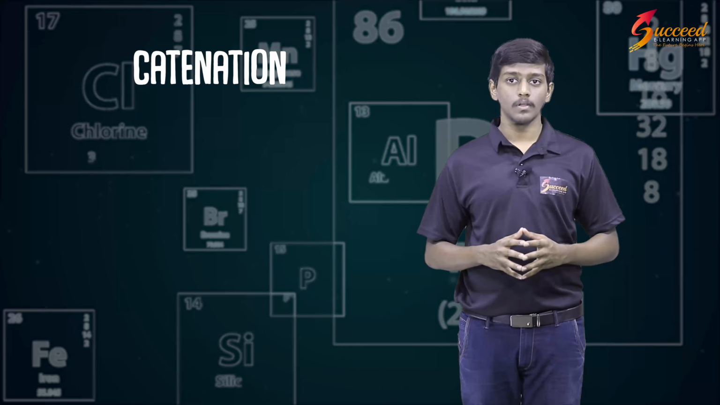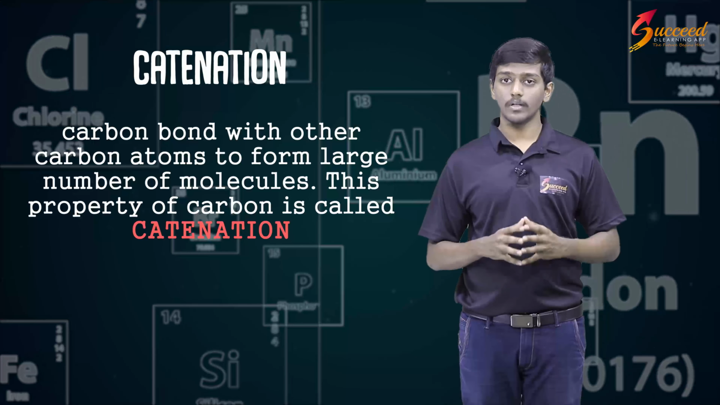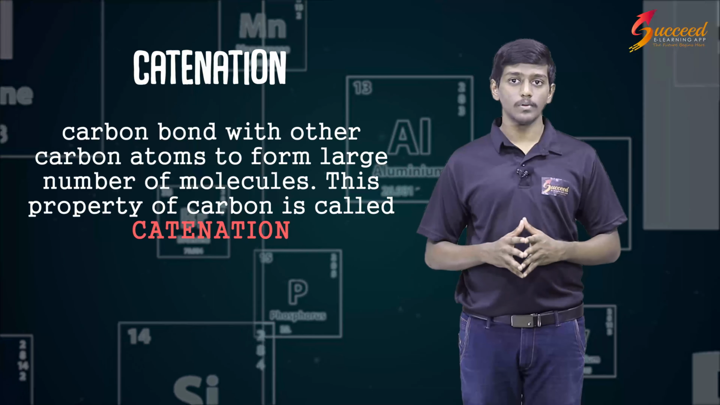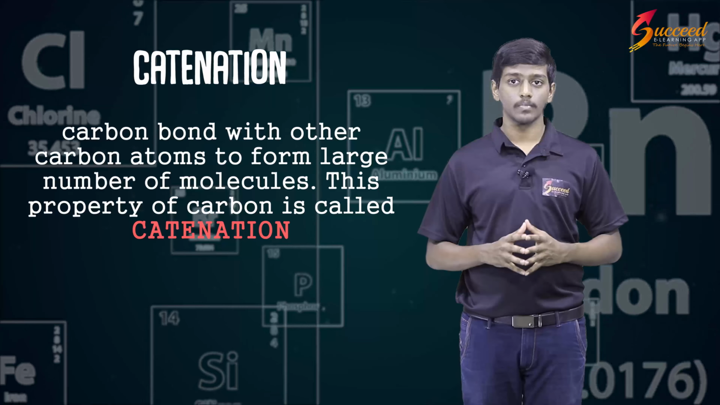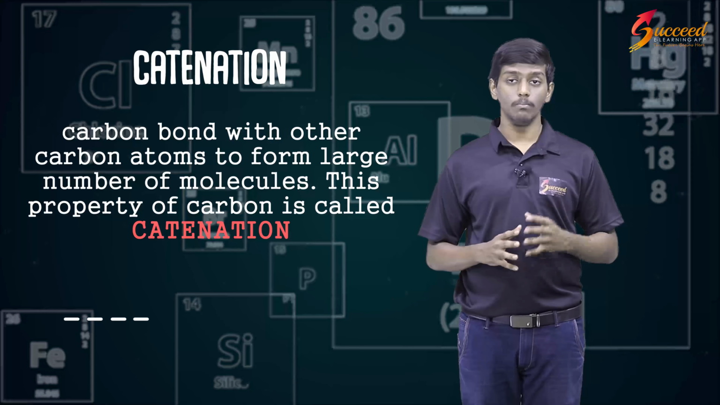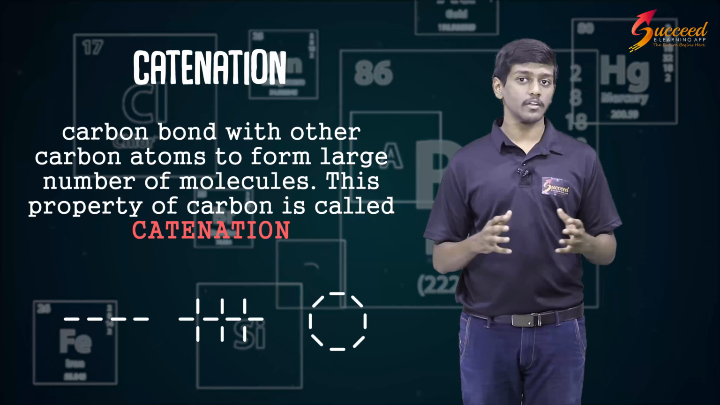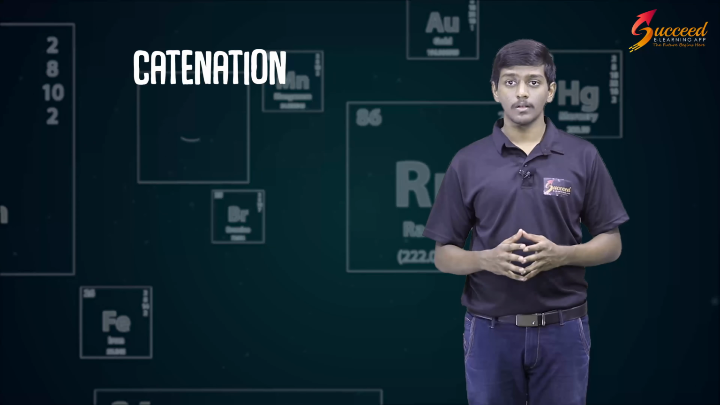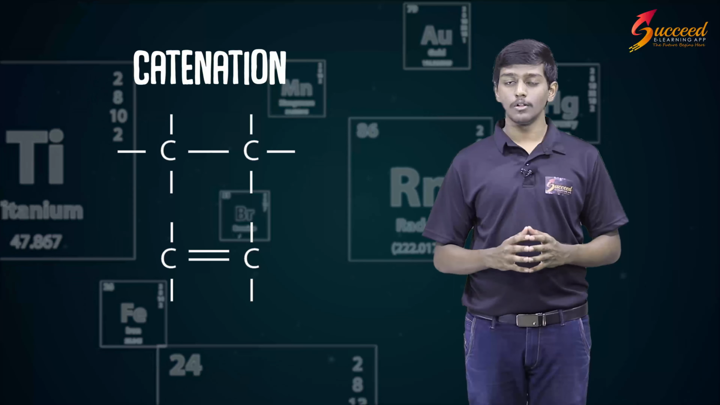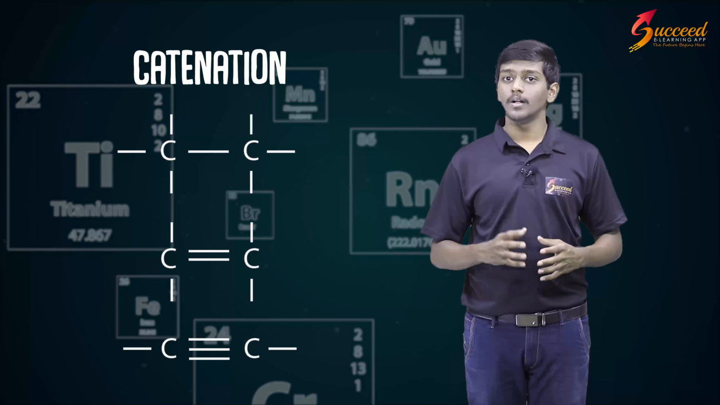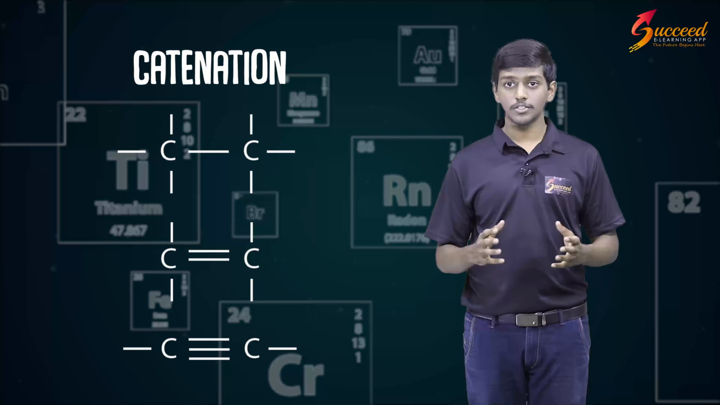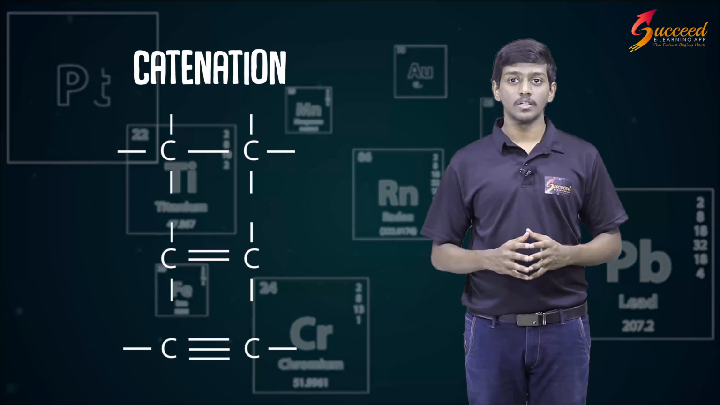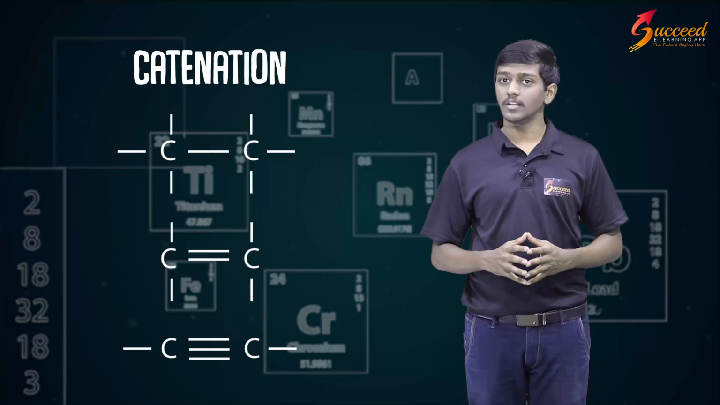Catenation. Carbon bonds with other carbon atoms to form large number of molecules. This property of carbon is called catenation. It may be in straight line, branched or even arranged in rings. In catenation, the carbon atoms can be linked by a single, a double or a triple bond. The carbon-carbon bond is really strong and stable. No other element exhibits the catenation to the extent seen in carbon.